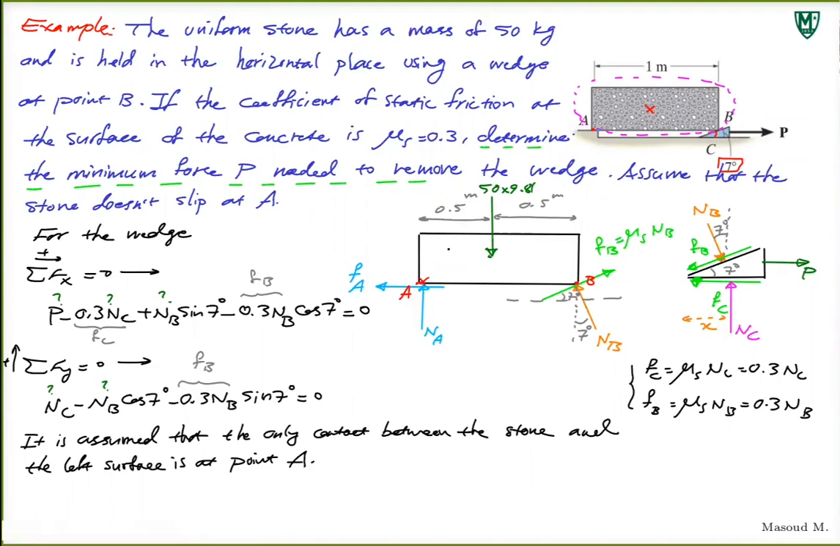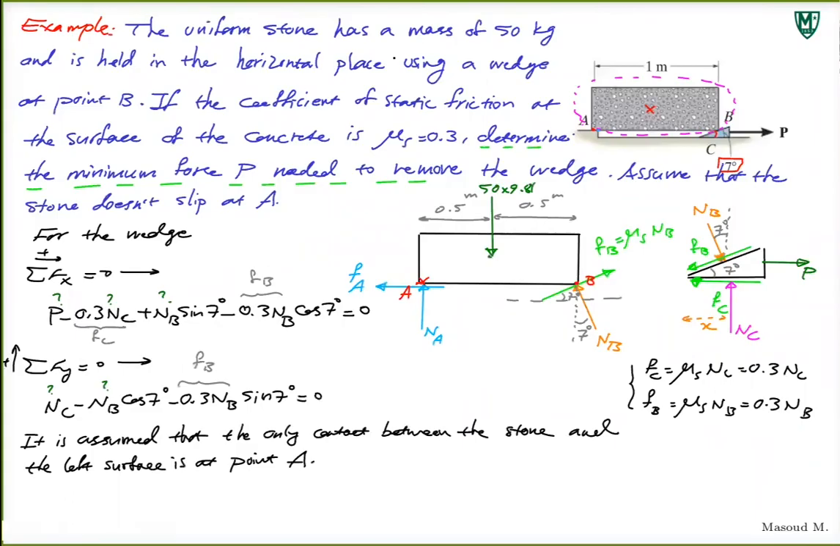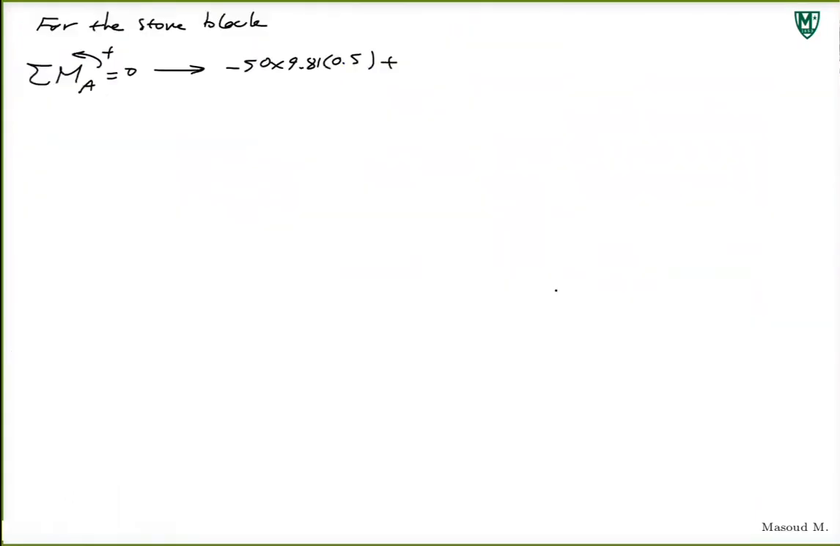Okay, so NB, two components. The X component passes through A, so no moment about A. For the Y component, the perpendicular distance between the Y component and point A is 1 meter. So plus, and it's clockwise. So NB cosine 7 degrees times distance 1.